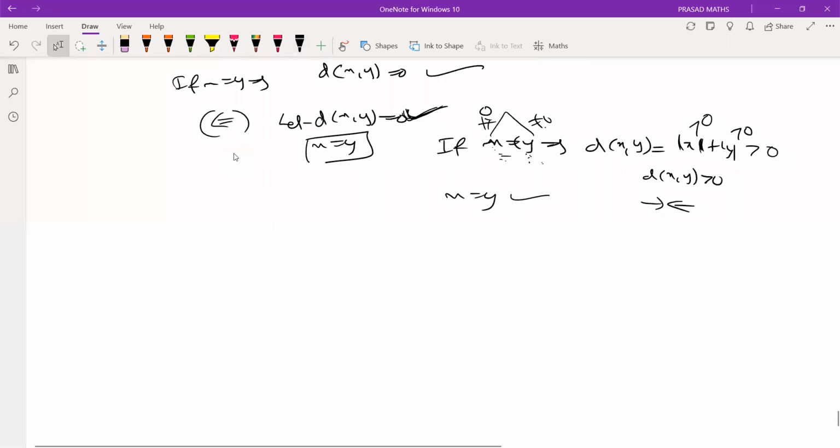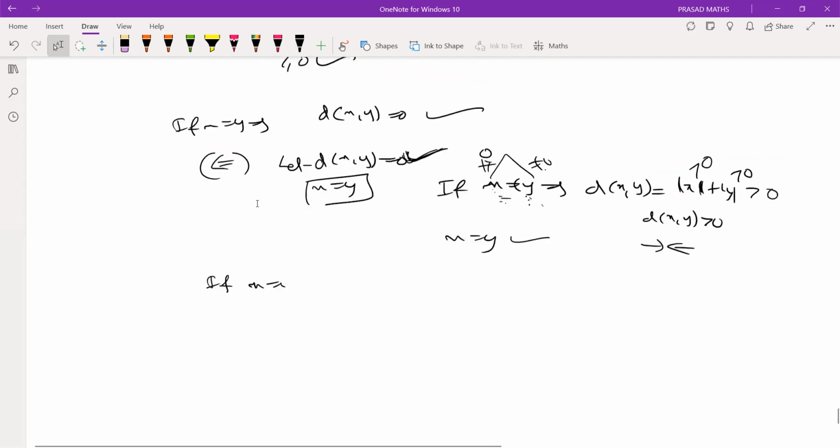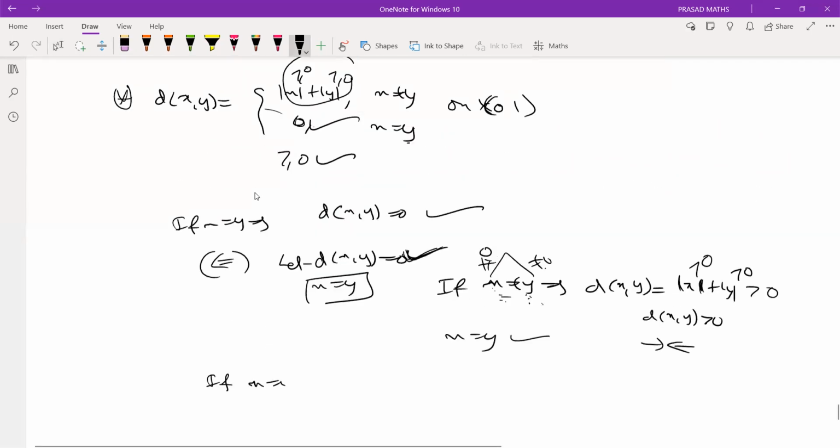Right? Symmetric property is also true. Why? Because, sir, please once again explain, sir. When d of x y equal to 0 implies x equal to y.